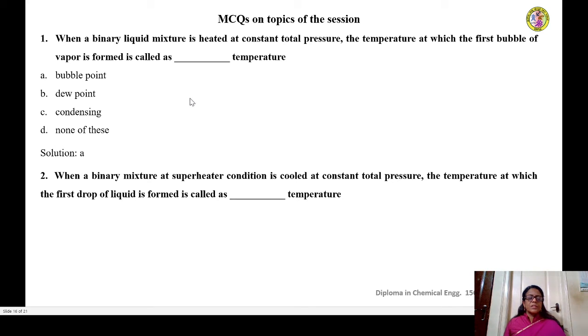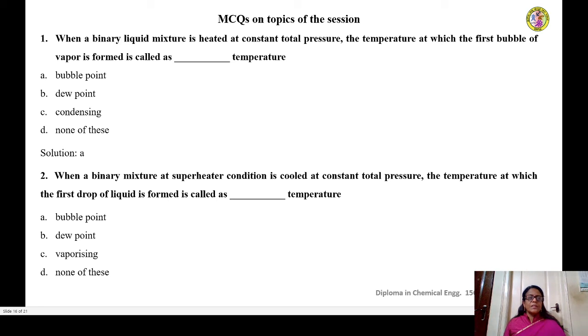This is your second question coming up. When a binary mixture at superheated condition is cooled at constant total pressure, the temperature at which the first bubble of liquid is formed is called as: the options are the same as here: bubble point, dew point, vaporizing, then none of these.